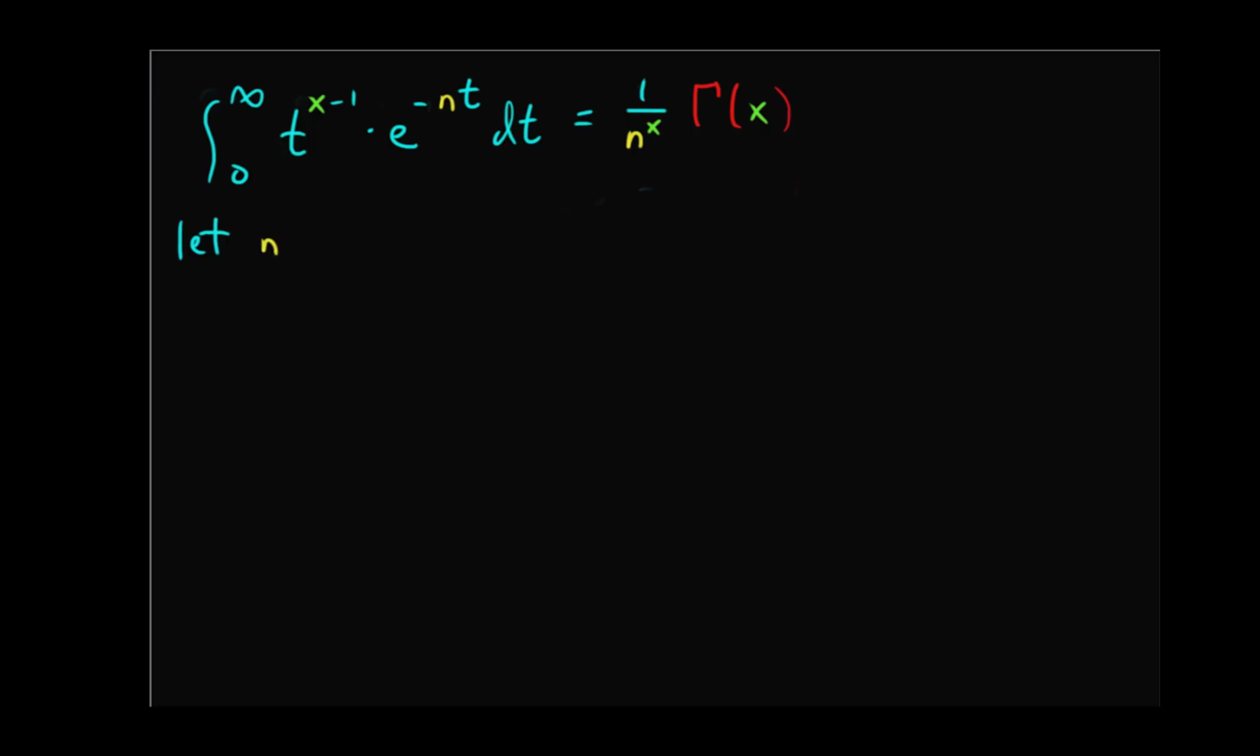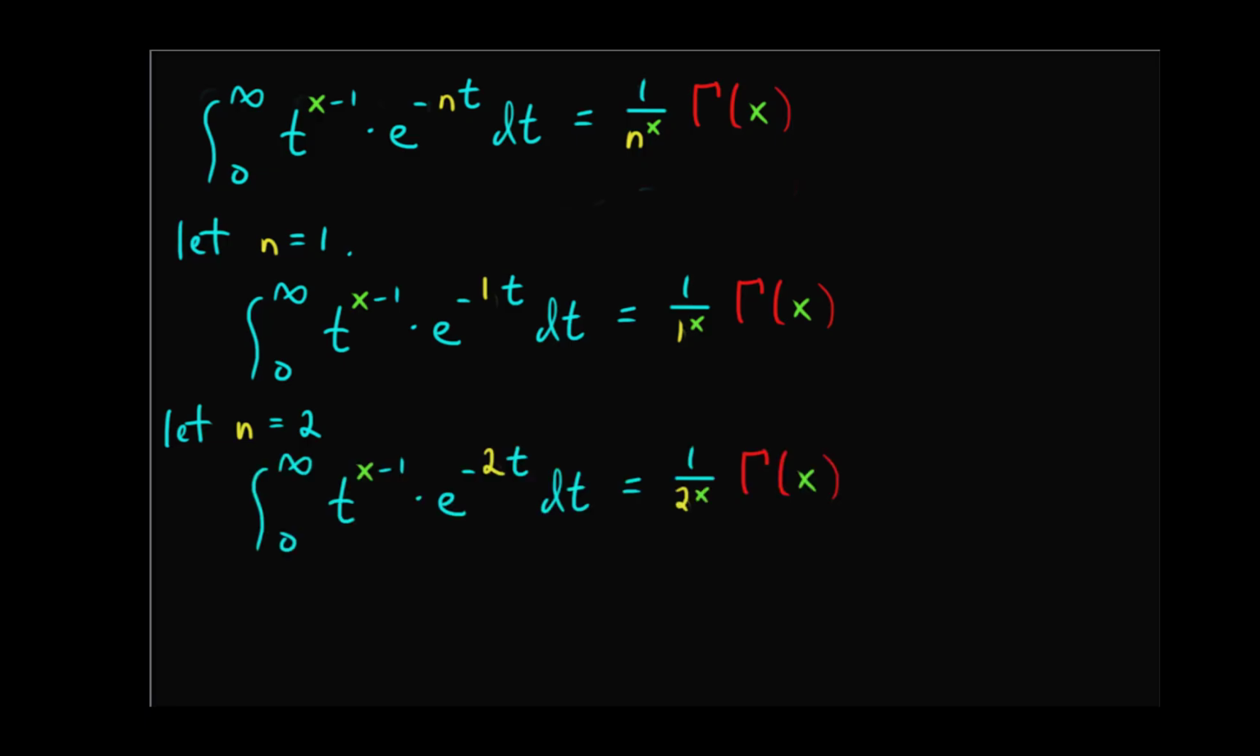Well, now let's let n equal 1. If we do that, we have the integral from 0 to infinity of t to the x minus 1 times e to the negative 1t dt equals 1 over 1 to the x times gamma of x. Well, what if we let n equal 2? Then we have that the integral from 0 to infinity of t to the x minus 1 times e to the negative 2t dt equals 1 over 2 to the x times gamma of x.